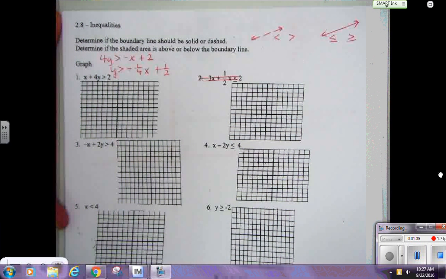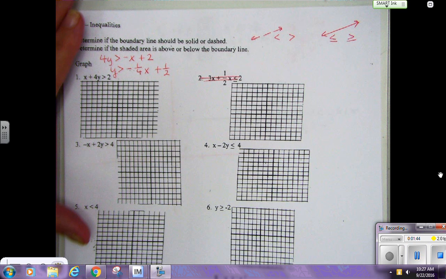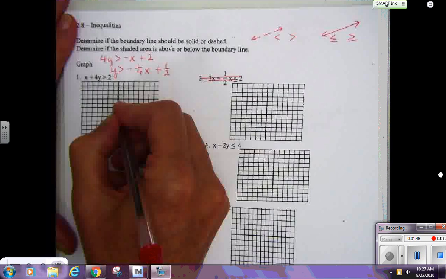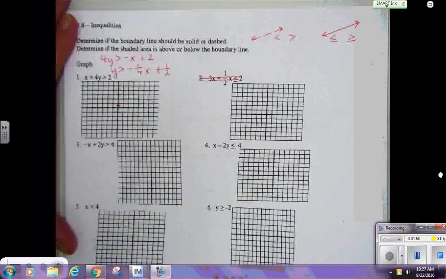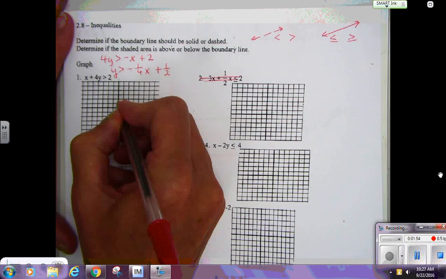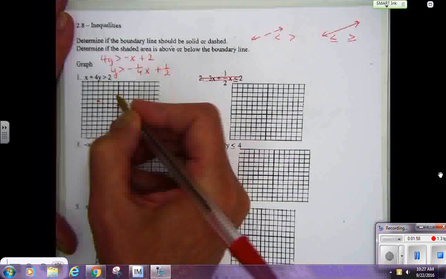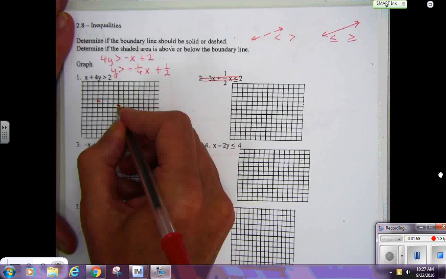Okay, so I'm getting y equals negative 1/4 x plus 1/2. So my intercept is at 1/2. I'm going to plot that point. And then I'm going to count my slope of negative 1/4. So I'm going to go up 1 and to the left 4. I'm going to go ahead and make 3 points. So I'm going to go down 1 and to the right 4.